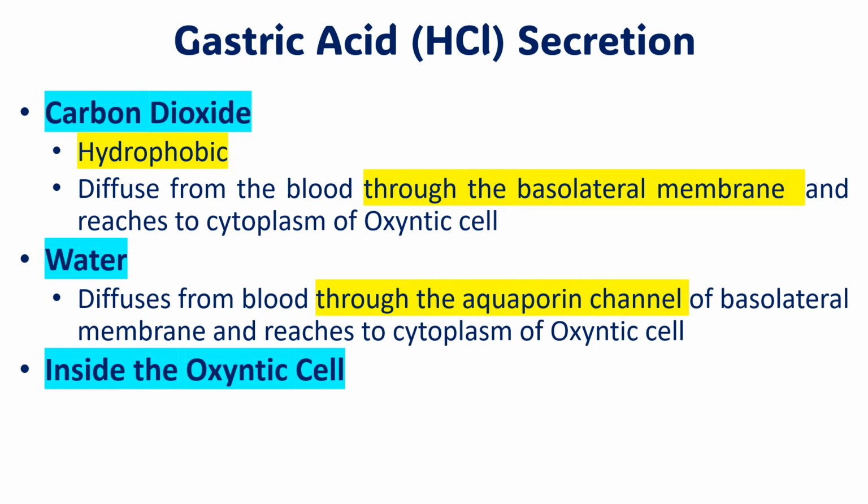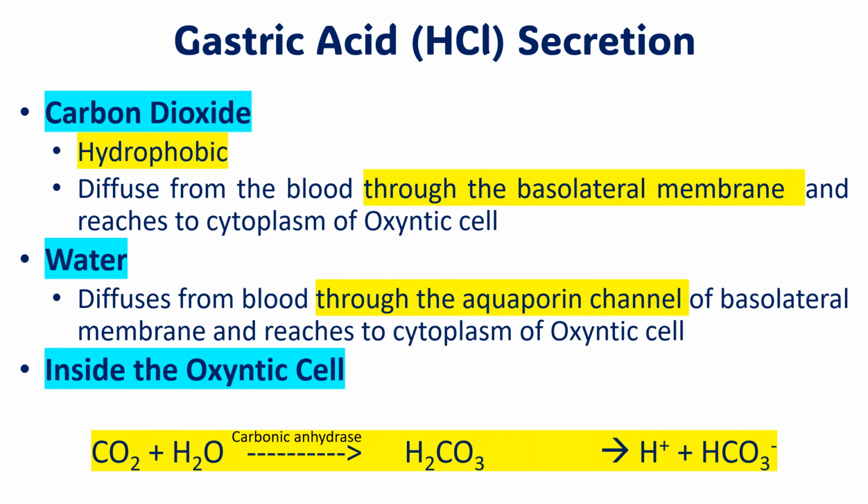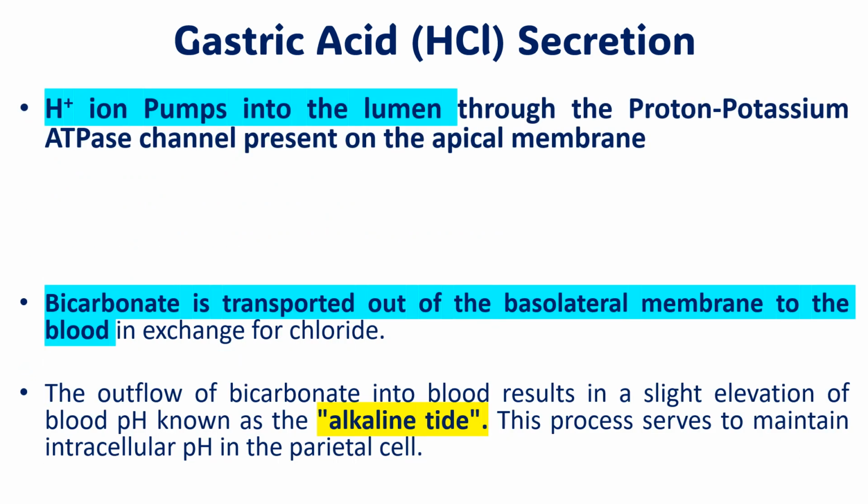Inside the oxyntic cells we have carbon dioxide and we have water. This carbon dioxide and water combine in the presence of an important enzyme called carbonic anhydrase, giving us carbonic acid, H2CO3. This carbonic acid normally dissociates into H+ and bicarbonate ion, HCO3-. So inside the parietal cells, we started from carbon dioxide and water, and we now have H+ and bicarbonate ion.